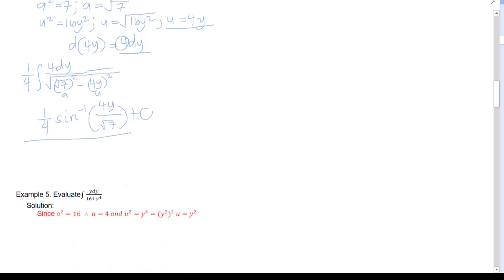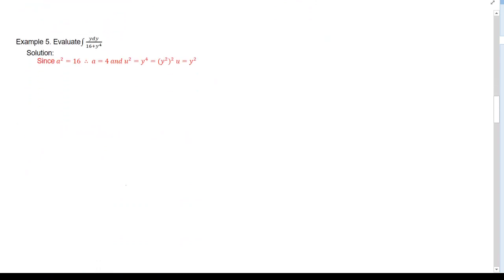Okay, moving on to example number 5. We have here the integral of y dy all over 16 plus y raised to 4. We check again: since a squared is equal to 16, therefore a is equal to 4, since the square root of 16 is 4, and u squared is equal to y raised to 4. If we get the square root of y raised to 4, that is already y squared. So that is the value for u.